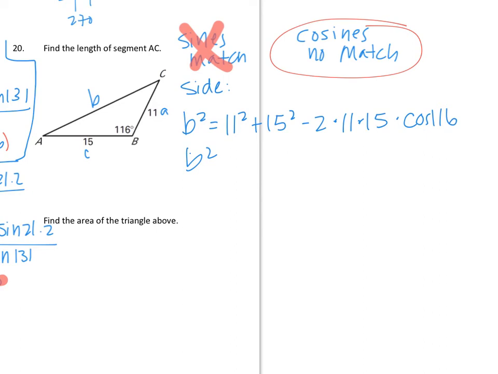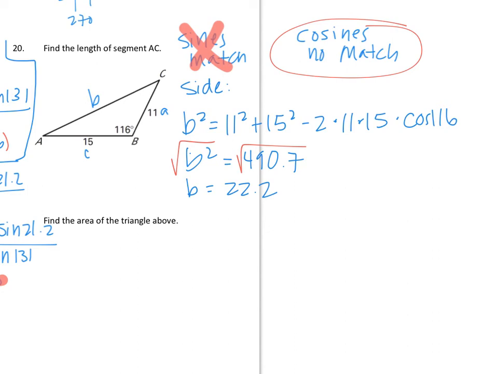So 11 squared plus 15 squared minus 2 times 11 times 15 times cosine 116. And B squared equals 490.7. So now I square root. B equals 22.2. You might get 22.1 depending how you rounded. If it's close, it will be marked correct. Don't worry too much about that.